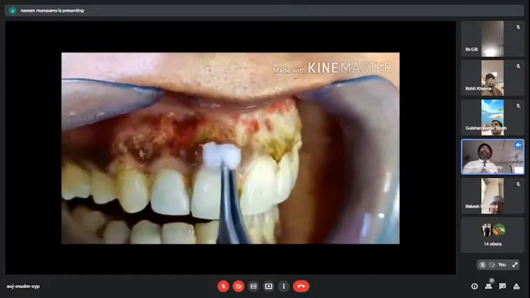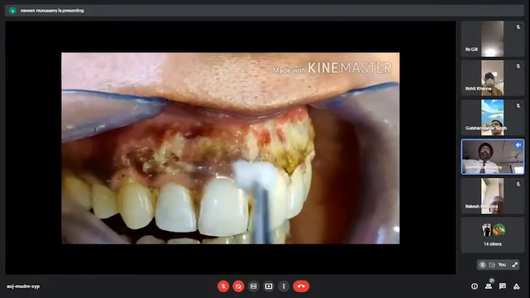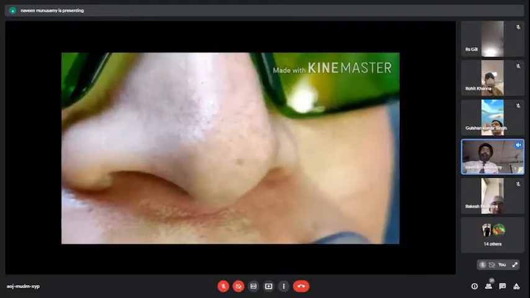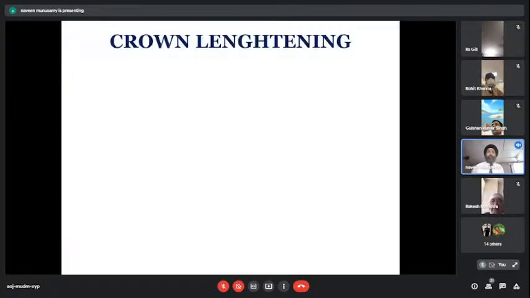Okay? And you have to keep scrubbing that pigment with hydrogen peroxide 0.1%, and that helps in removing the black pigments. Okay, so I'll just stop that.